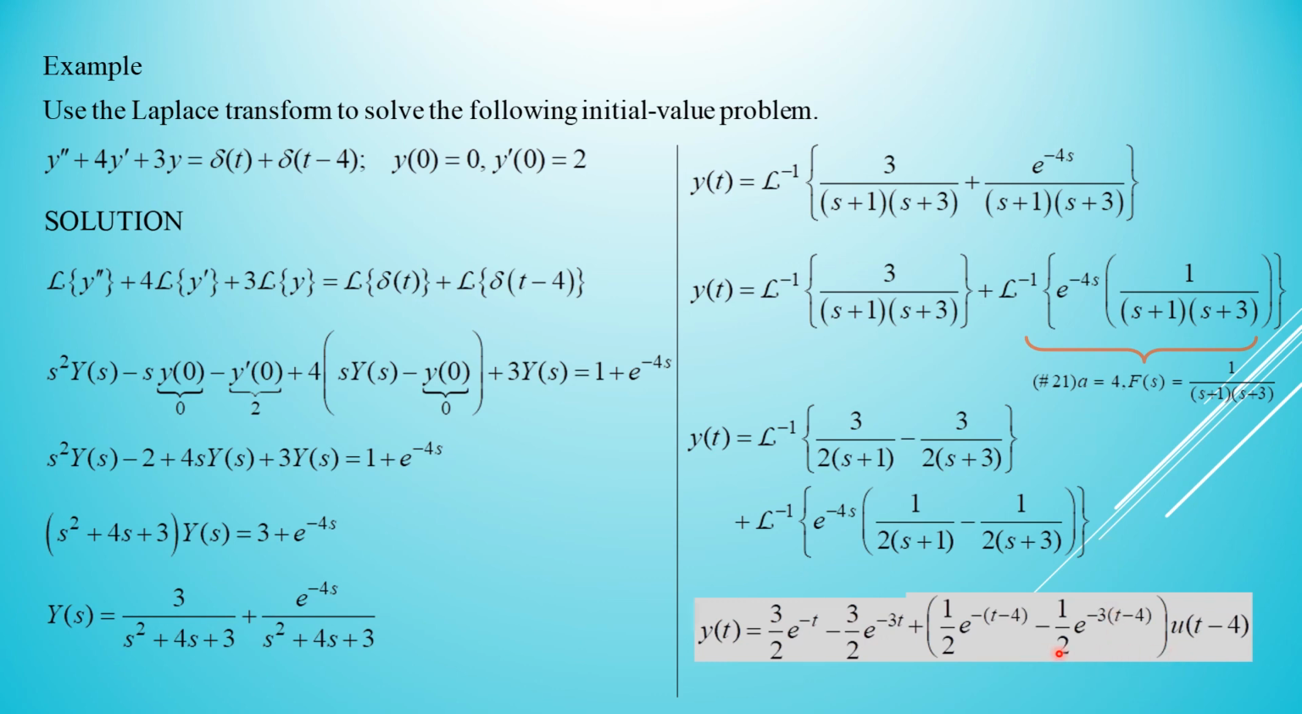So therefore we write down the function y of t as a solution for this IVP, given by 3 over 2 e to the power of negative t minus 3 over 2 e to the power of negative 3t plus half e to the power of negative (t minus 4) minus half e to the power of negative 3(t minus 4), and all of this is multiplied by the unit step function u(t minus 4).